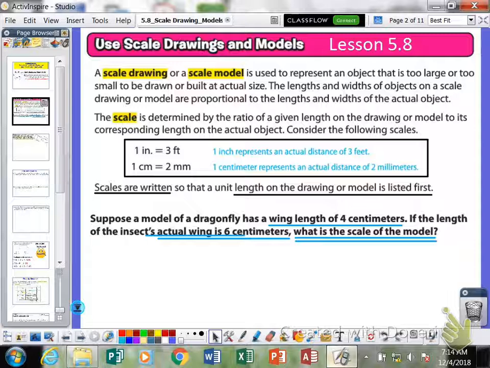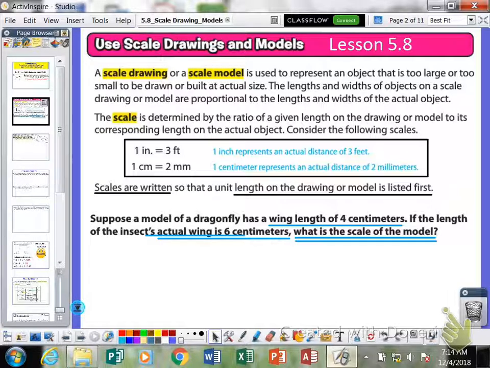So they make a smaller object, but they make the lengths and the widths proportional to what it would actually be in real life, so that way they can get a visual as to what a building or object may look like. The scale is determined by the ratio of the given length on the drawing or model to its corresponding length on the actual object.